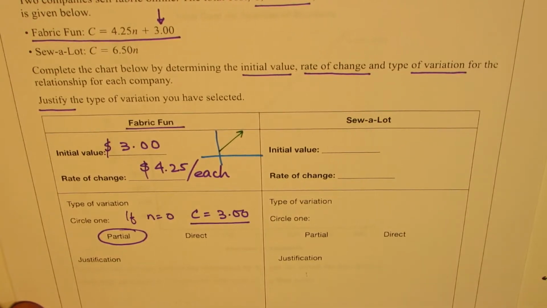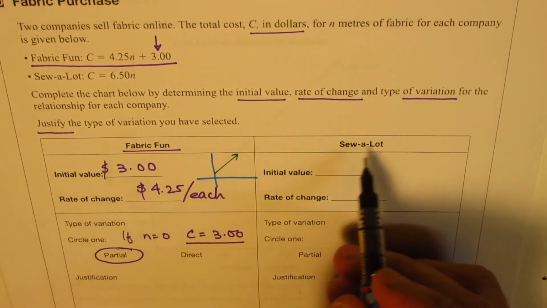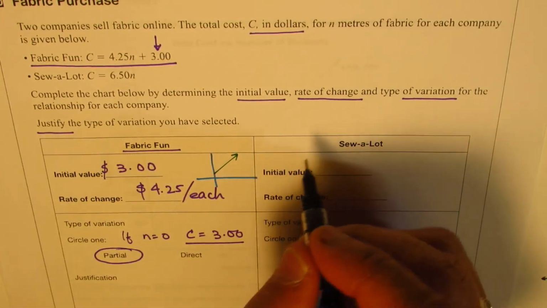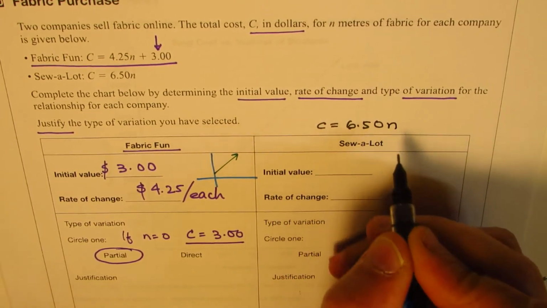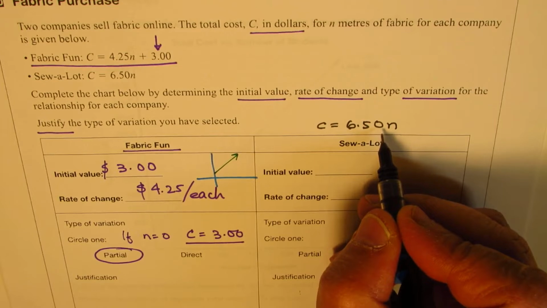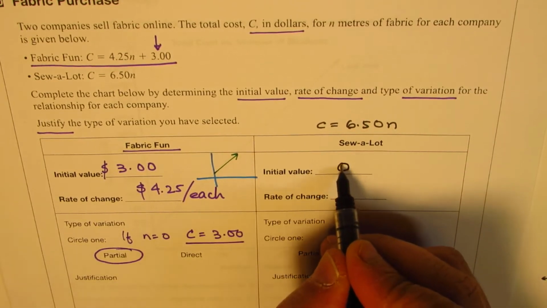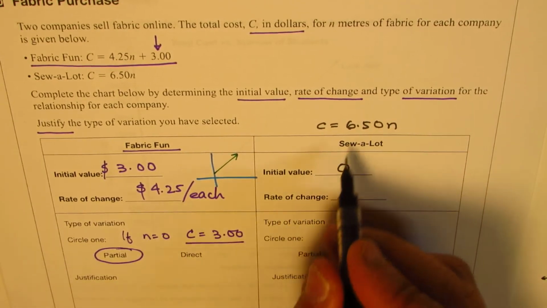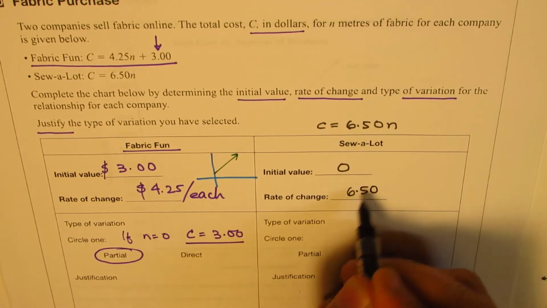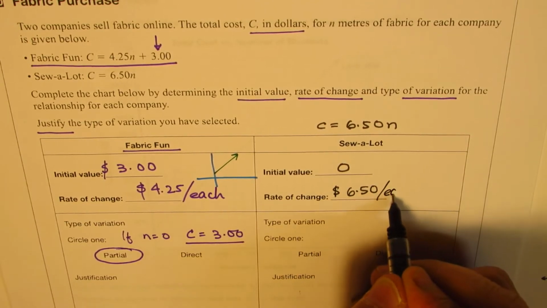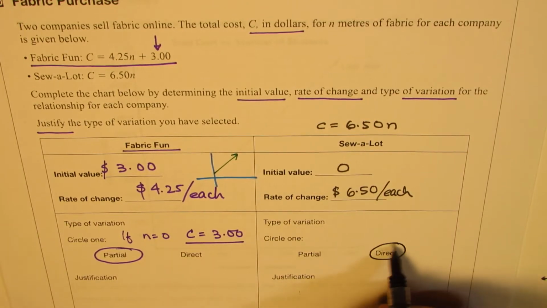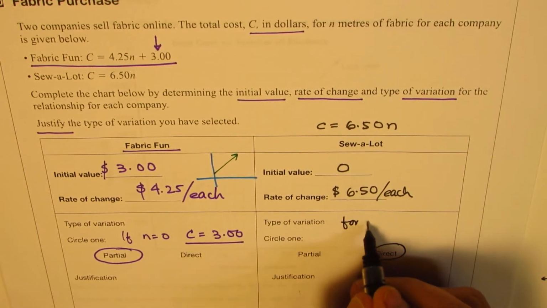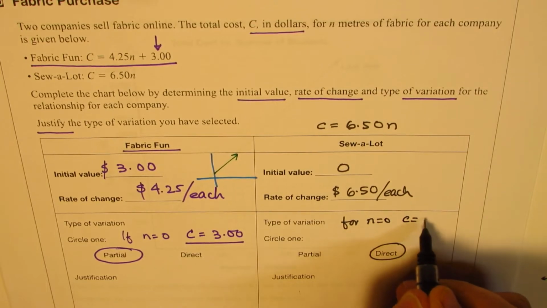Now let's try to answer this second part, which is for seesaw a lot. Here, the equation given to us is C equals 6.50 n. Now, this is a direct variation. Initial value is 0, right? It is plus nothing. Rate is 6.50. You can say dollars for each. And type of variation in this particular case is direct, since for n equals 0, C is equal to 0.